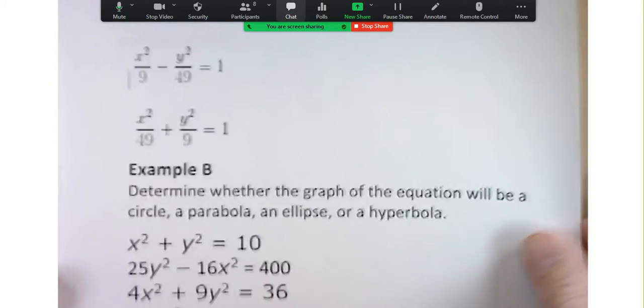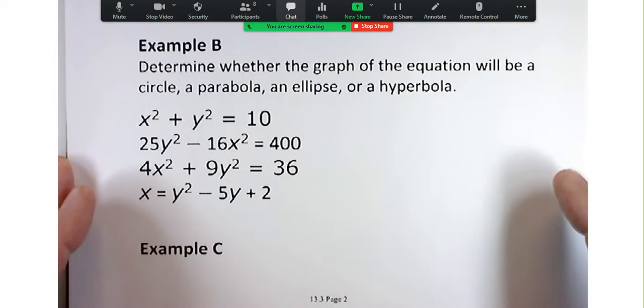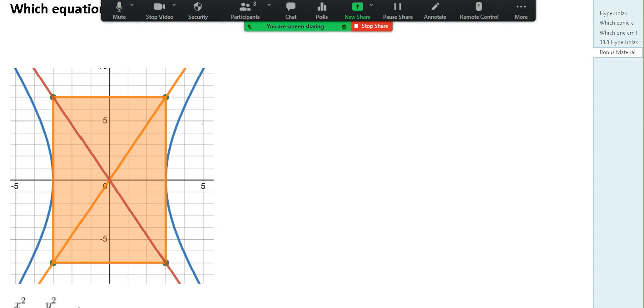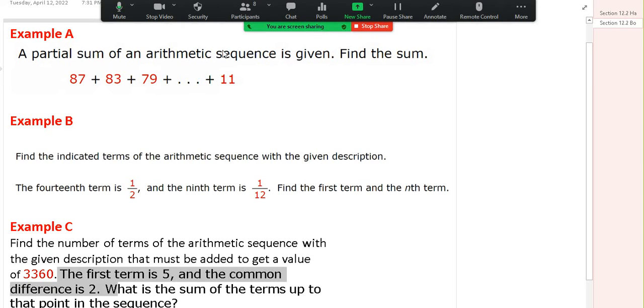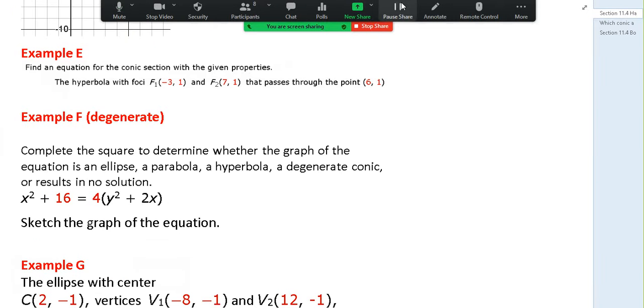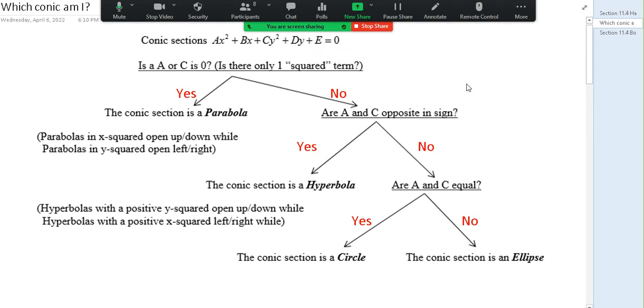All right. Let's work with some of these. One of the things that's going to become more important in the next section is understanding which graph is which just by looking at them. So let me see here if I can find something from another class. I think I made it available to you guys as well. No, let's see, it'd be 11.4. Yeah, here we go. Which conic am I?